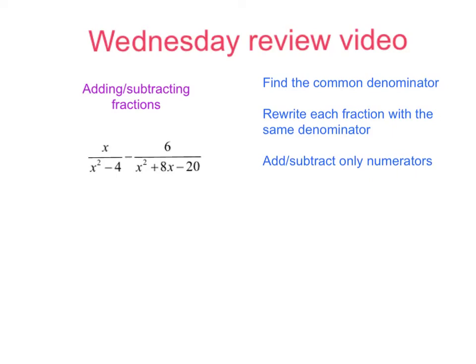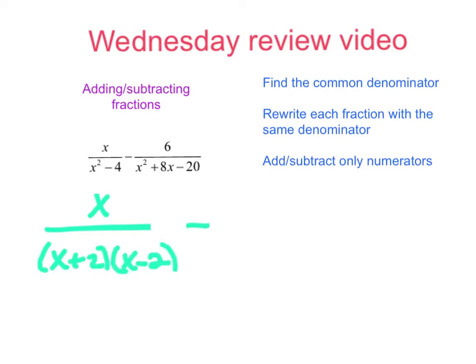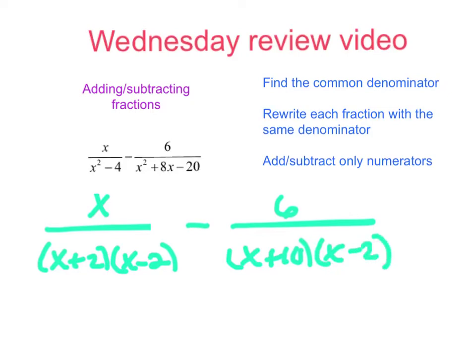So the first thing I'm going to jump in and do is factor this bad boy. So I've got x over x plus 2 and x minus 2. I've got a minus 6 on top. I'll quickly factor this. So I'm thinking x plus 10 and x minus 2. Now if you look at these denominators, I have a plus 2, a minus 2, a minus 2, and a plus 10. So I'm thinking I need an x plus 2, an x minus 2, and an x plus 10.